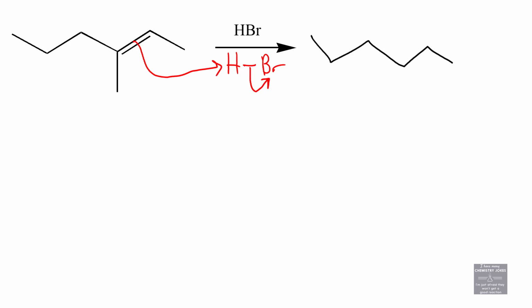Hopefully you've been studying some carbocation stability stuff, and you know that the H should go here because that means the carbocation should go there. And then Br is the nucleophile, the carbocation is the electrophile, and you attack. Bromide attacks the carbocation, and you get your product.